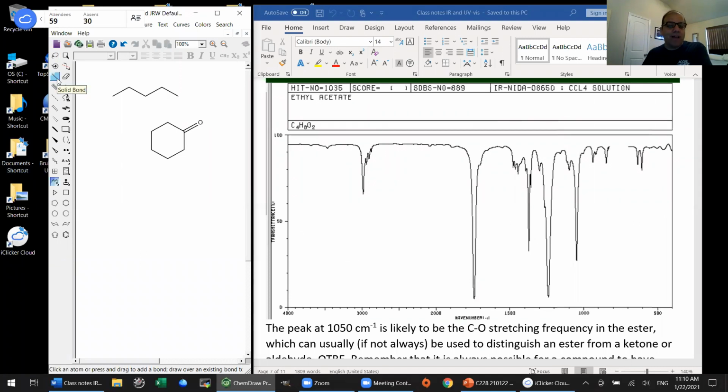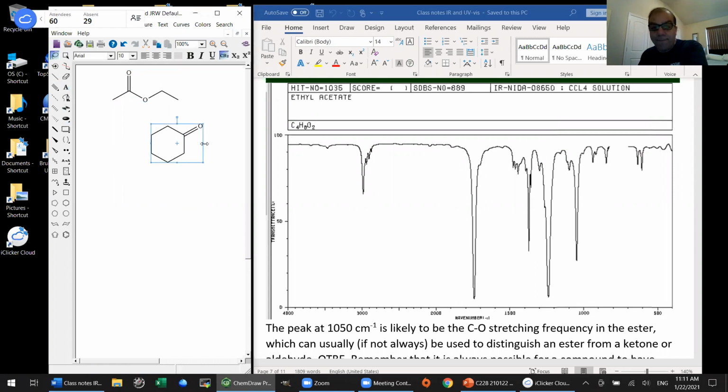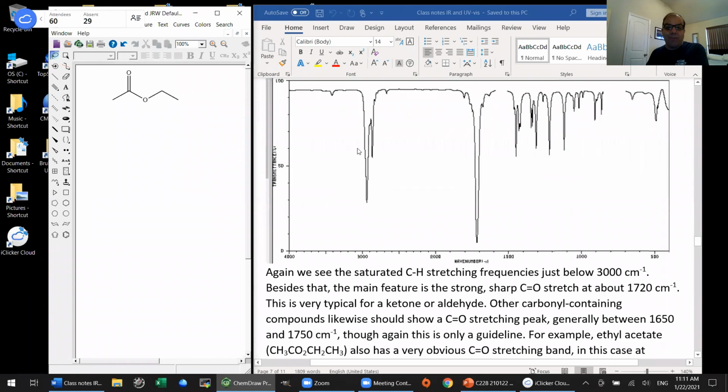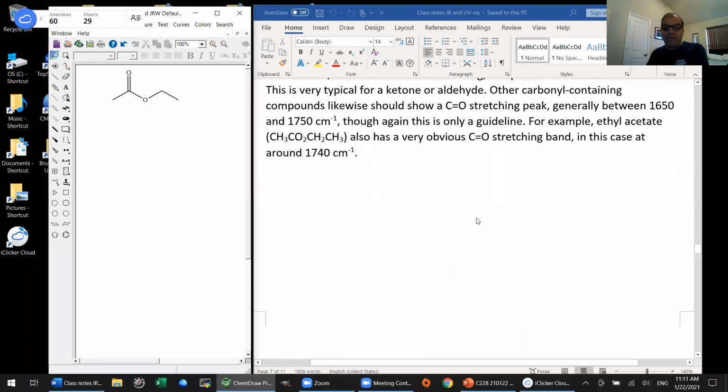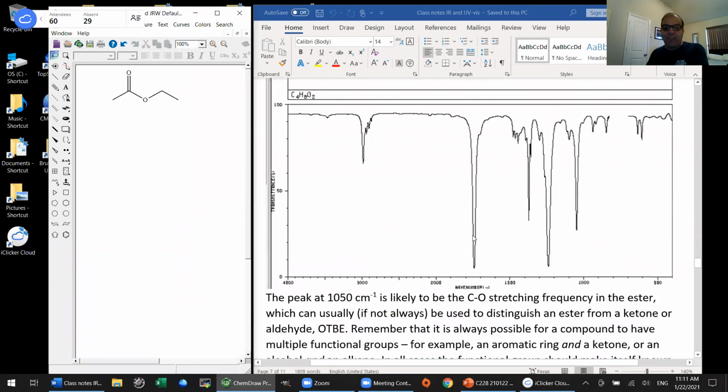Let me draw the structure of ethyl acetate for you. There you go. It's the ethyl ester of acetic acid. So that's the structure of ethyl acetate. And again, I might be able to tell the difference between the two because they're otherwise rather similar. You've got your CH stretches again below 3000 wave numbers, just like we did before. This is at something like 1720. This is a teeny bit higher frequency, more like 1740 wave numbers. This is sort of on the edge of what we might be able to tell the difference from.